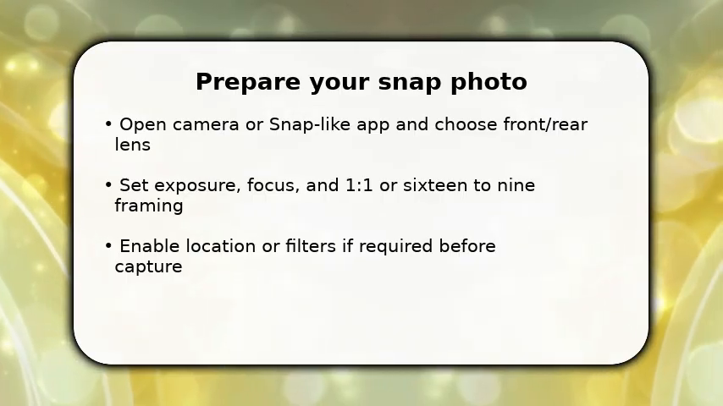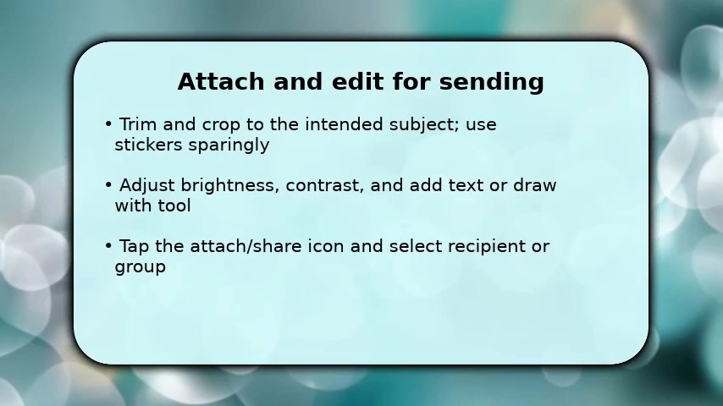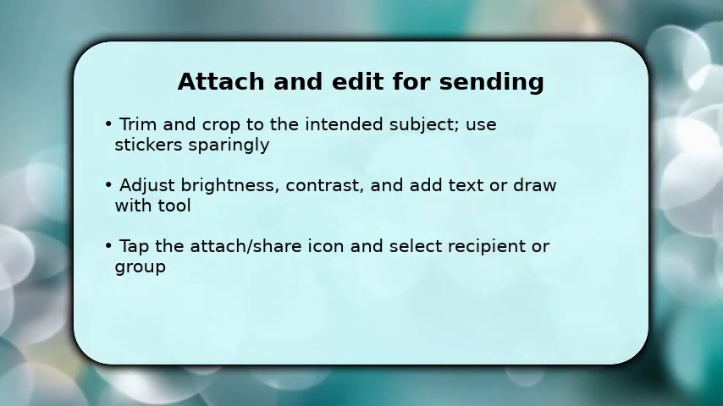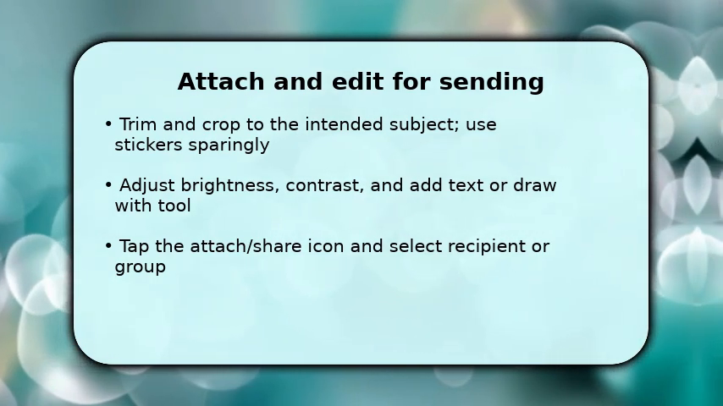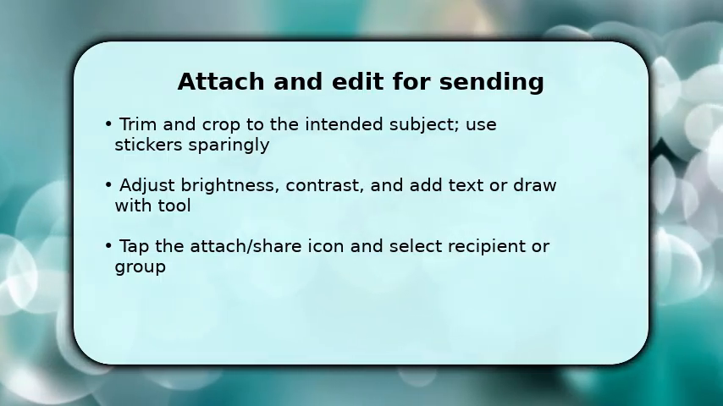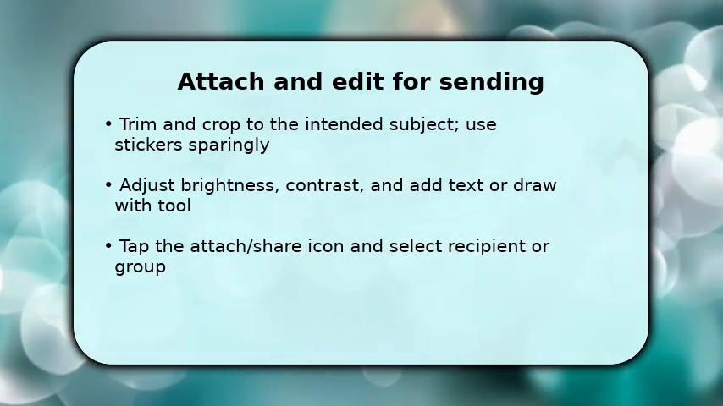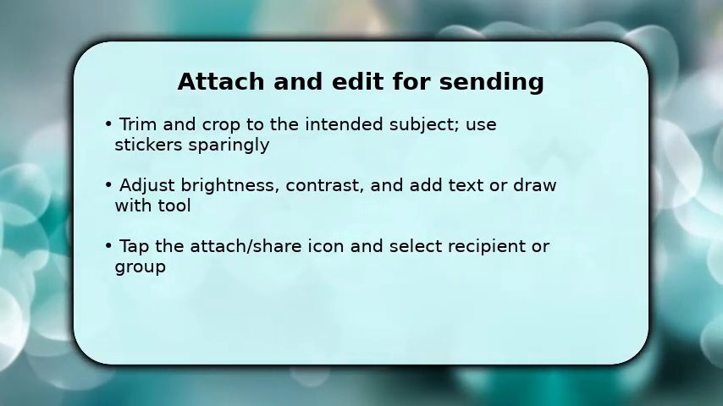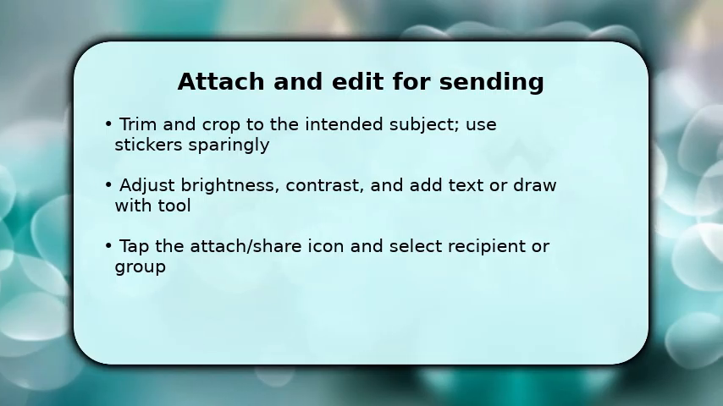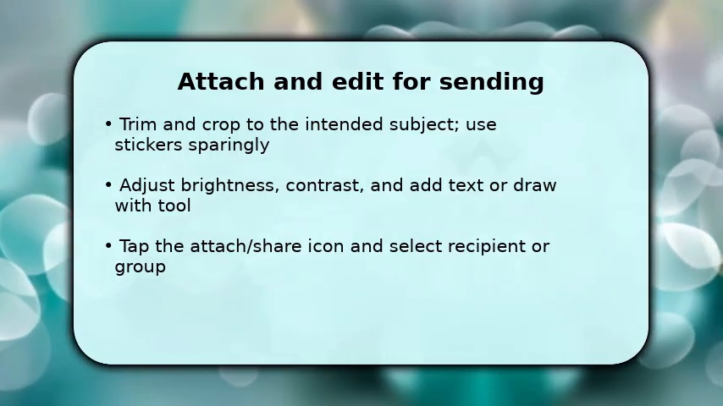You move from capture to preparation for sending. Tap the edit icons to crop, trim, or straighten, then tweak brightness and contrast so the subject reads well on phones. Add text, stickers, or a little drawing to emphasize a point, but keep overlays minimal so the photo remains clear. Once satisfied, press the attach or share icon and choose a single recipient or a group.